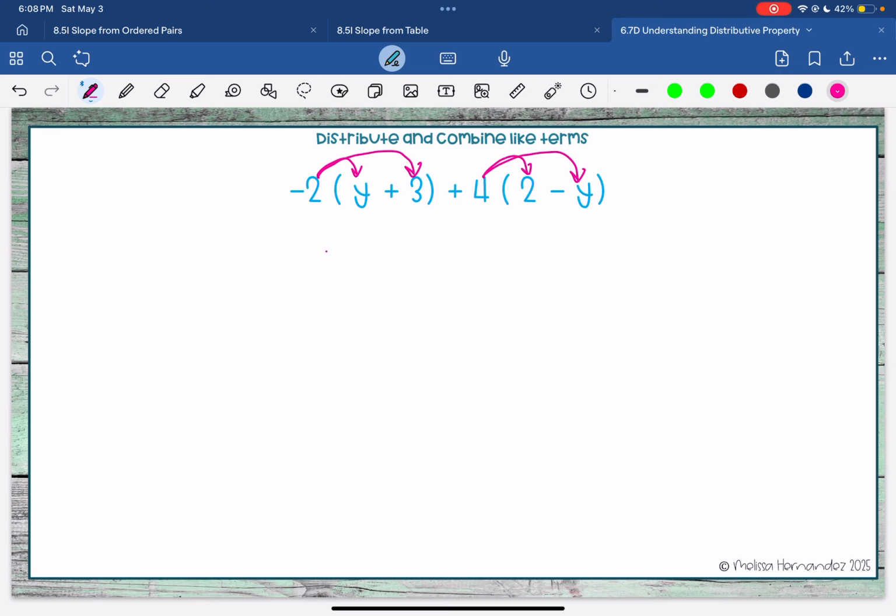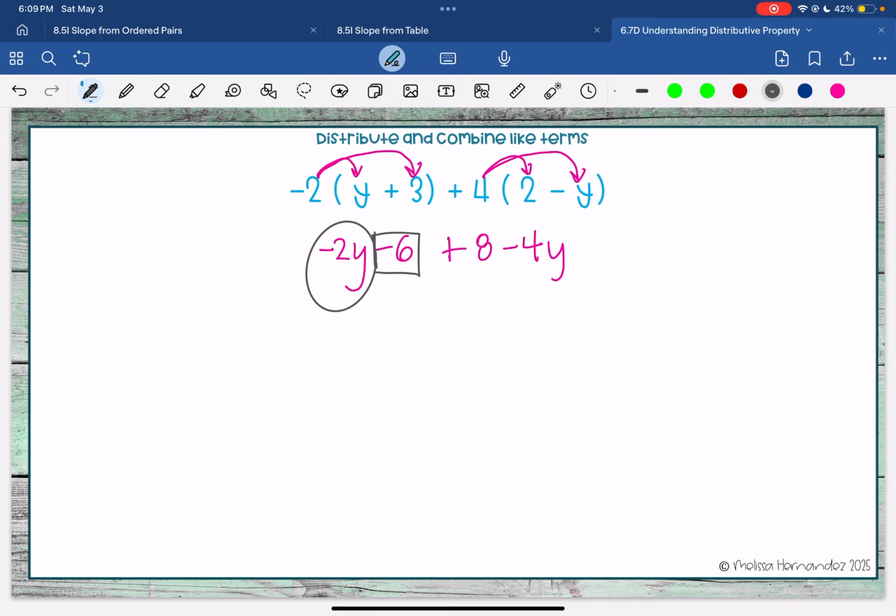So negative 2 times y is negative 2y. And then 3 groups of negative 2 is negative 6. I could put plus negative 6. It works the same way. 4 times 2 is 8. And then 4 times negative 1y will give me negative 4y. Now I'm going to combine like terms. I'm going to use some shapes. I'm going to put a circle around negative 2y. And then for negative 6 or minus 6, I'm going to put a box.